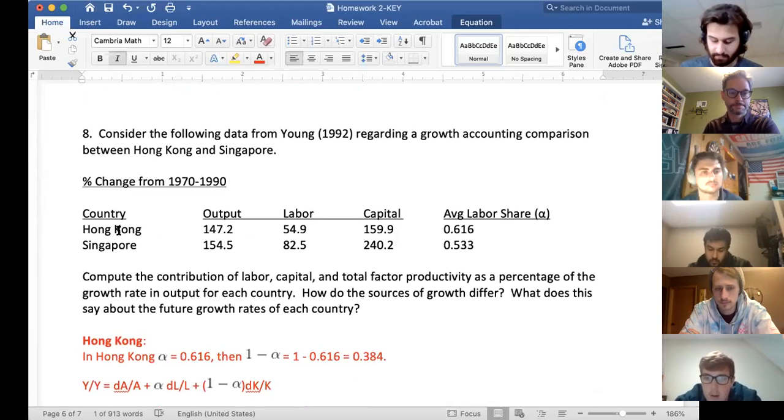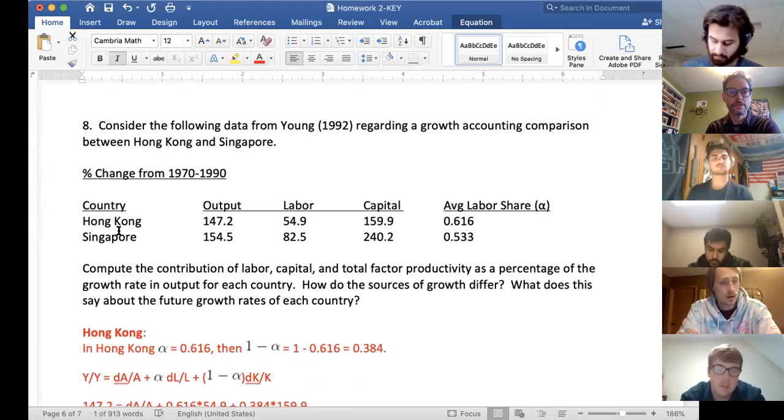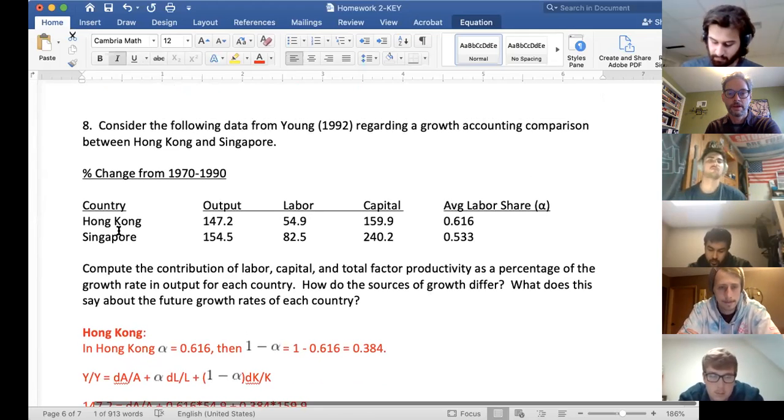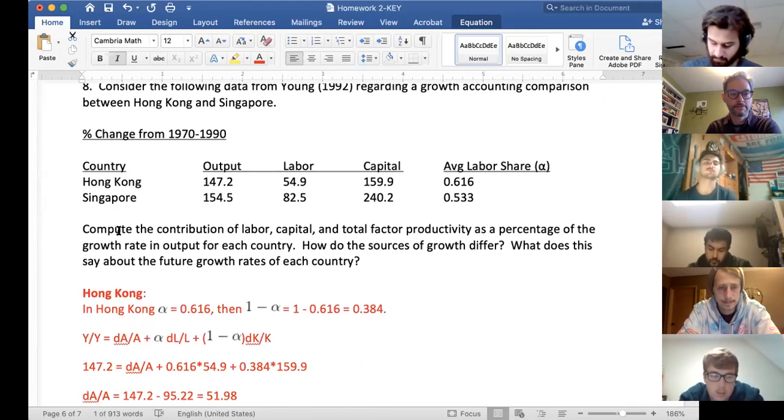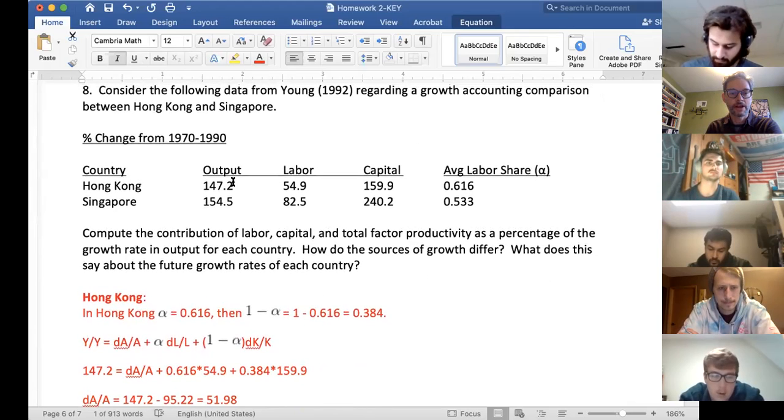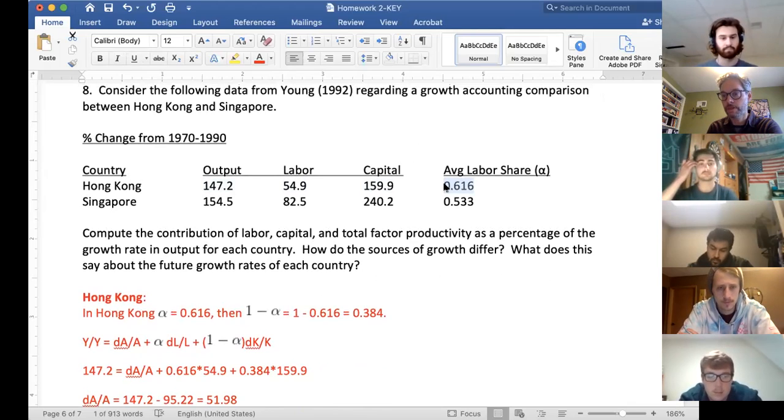Okay, and then finally, no, not finally, I forgot, we have question number 9 too. Here's the data from Young regarding growth accounting. We're given data on how much output has changed, how much labor has changed, how much capital has changed, and then this is the labor share. So instead of using 1/3 and 2/3, I want to use these numbers: 0.61, and then 1 minus 0.61 would be the share of capital.